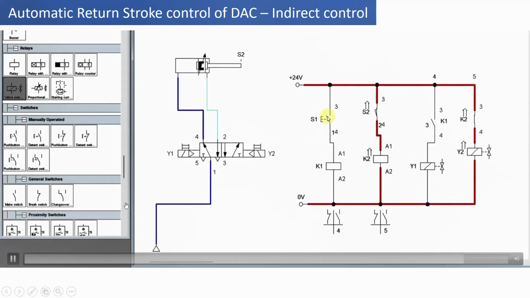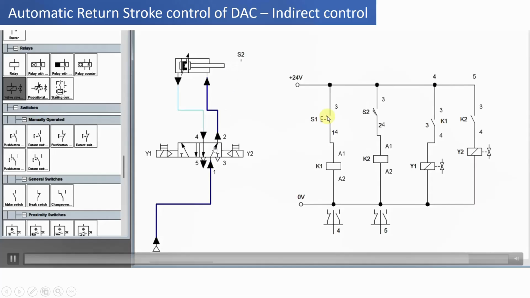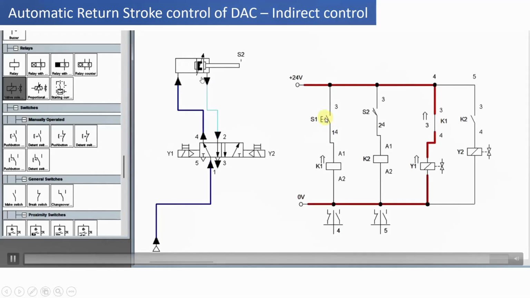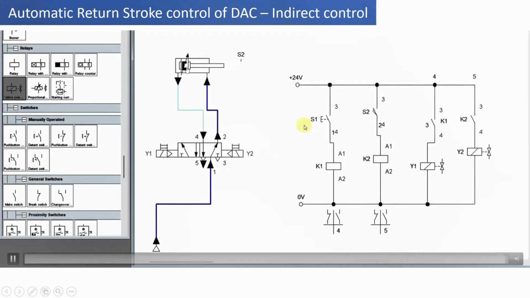So now it has touched this S2, and now we are in the right envelope mode, and the air is admitted on the rod side, and the retraction of the piston will take place accordingly. So you can see the retraction of the piston when it is in the right envelope mode. The air from the other side will be exhausted through this port 5. So this is the automatic return stroke control of double acting cylinder using indirect control.